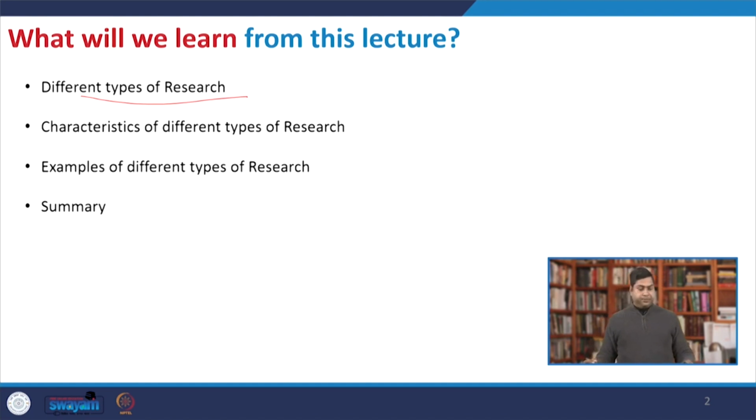We will address it. So we will discuss first the different types of research, then the characteristics of the different types of research, and also examples, because this is very important to understand how we classify the type of research, or the research method that we should pick for our own research. Then we will summarize the whole learning from this lecture.